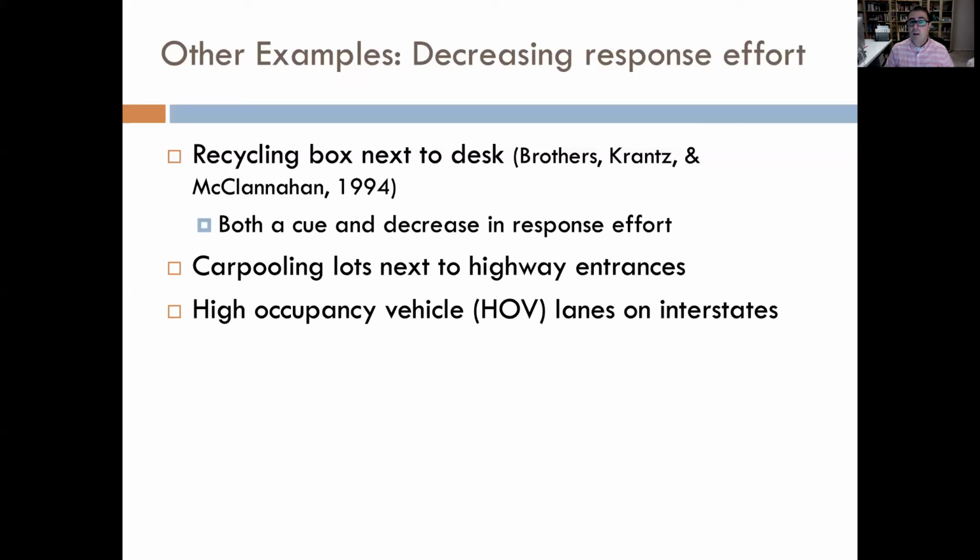There are high occupancy vehicle lanes on interstates, the carpool lane, right? Again, if I carpool, which is the desirable behavior, I get to work faster because I can use the carpool lane. So the behavior that you're trying to increase is carpooling, and you're manipulating the antecedent by creating this carpool lane, right?